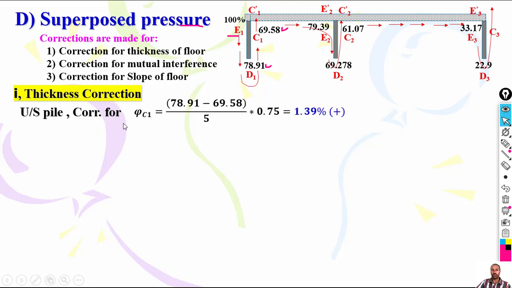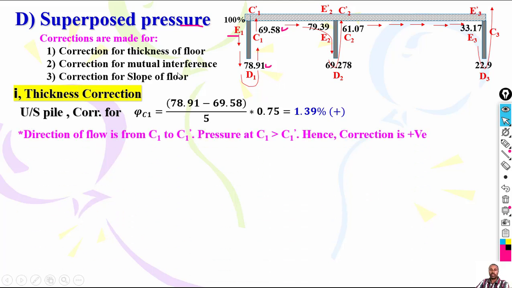Upstream pile correction for thickness: you have here 78.91, which is this pressure, minus this one, 89.58, over 5, where 5 is the depth of sheet pile. Then times floor thickness, which is already given as 0.75. This is plus, because as a remark, the direction of flow is from C1 to C1 prime. So the flow is going like this from C1 to C1 prime. So pressure at C1 is more than pressure at C1 prime. Hence the correction is positive.